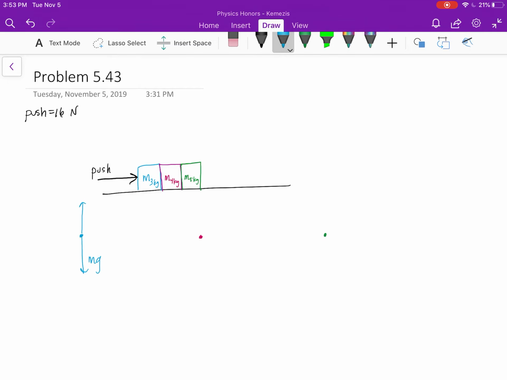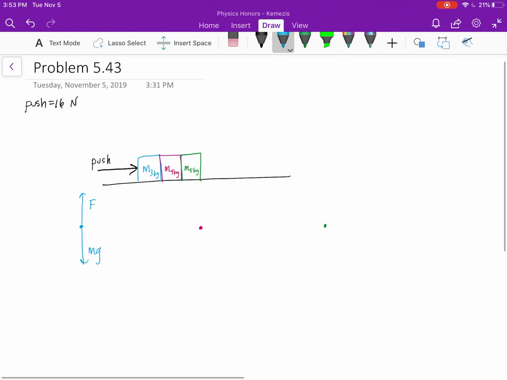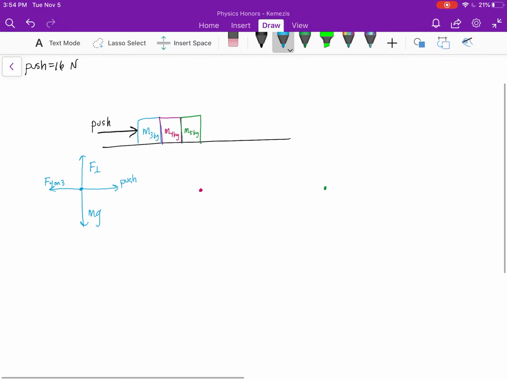So the 3 kilogram box has an mg going down, a normal going up. It has a force from the push going to the right. And then remember we talked about how, since it's in contact, box 4 is actually pushing back on box 3. So we're going to call this force 4 on 3. Okay, so that's the free body diagram for the third one.